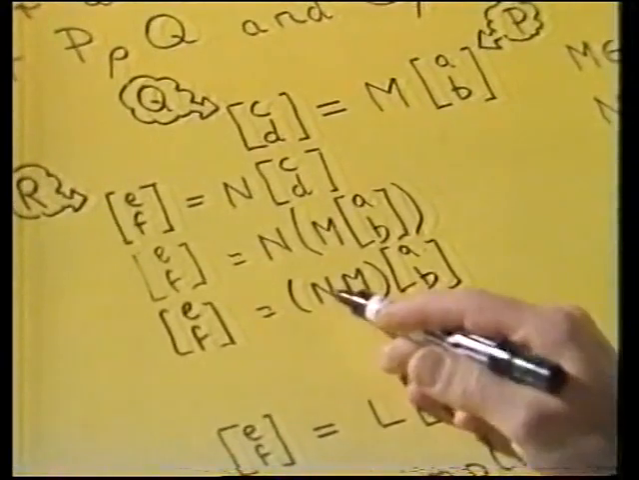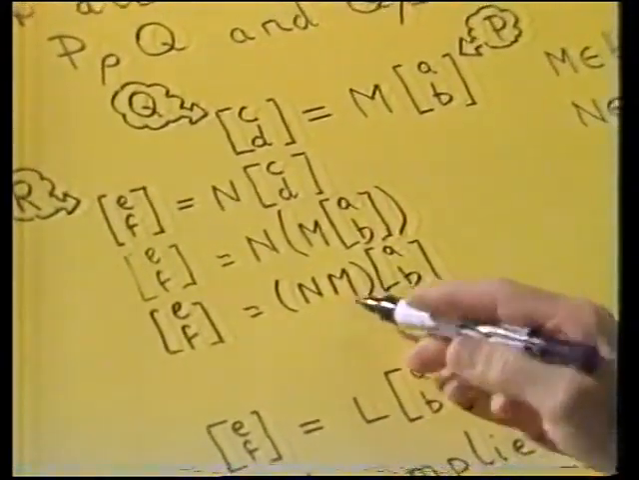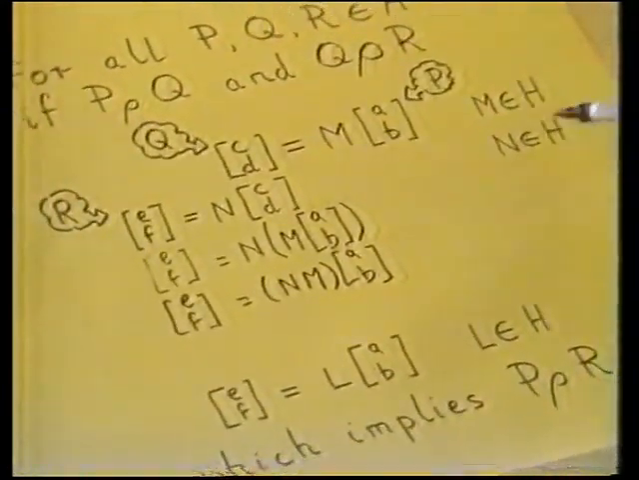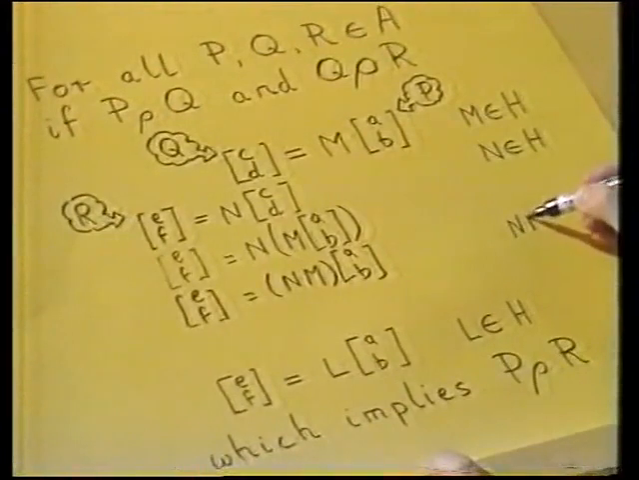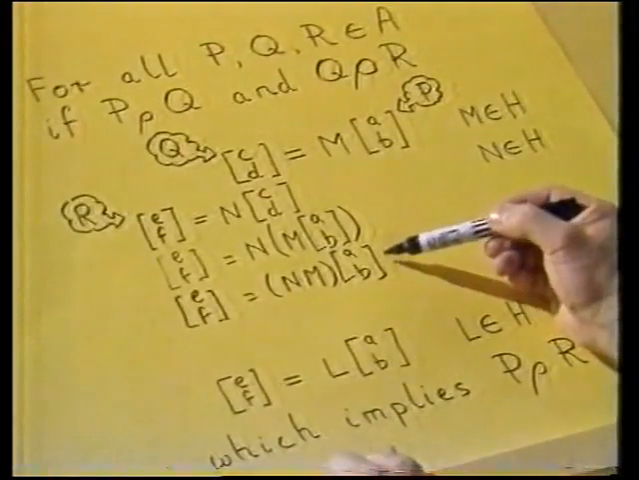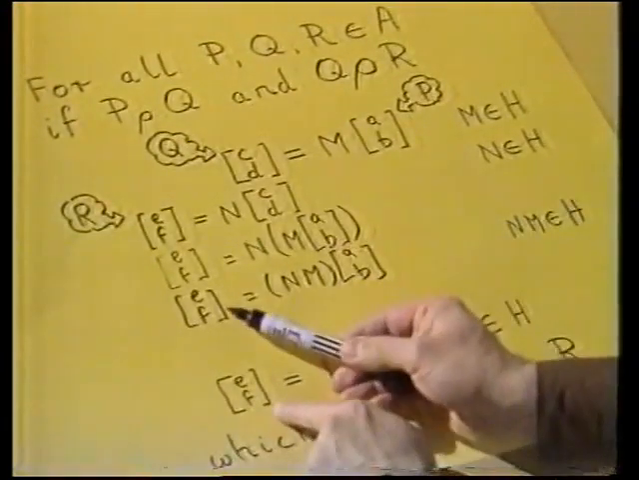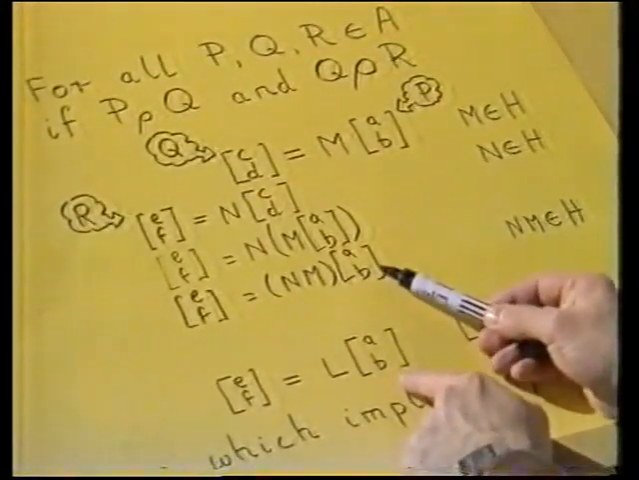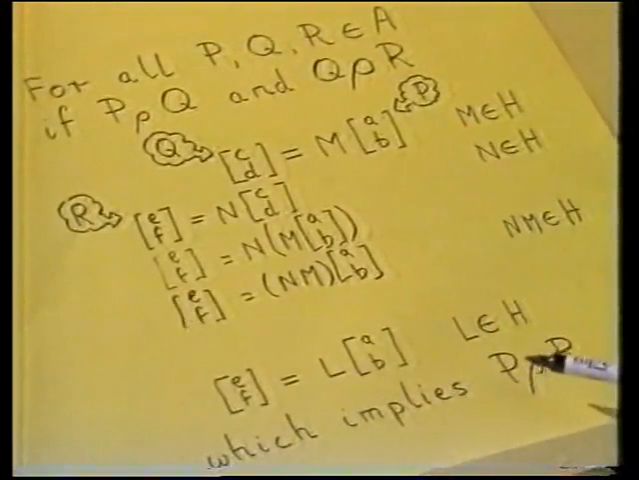Now, what about this matrix NM? Well, N is in our set H, M is in our set H, and the product NM is in our set H because you showed in the pre-program work that H was closed under matrix multiplication. And that is exactly what I want. I have coordinates of R is a matrix in H times the coordinates of P, which does indeed imply that P is related to R. And that's how you'd write down the proof that ρ is transitive.